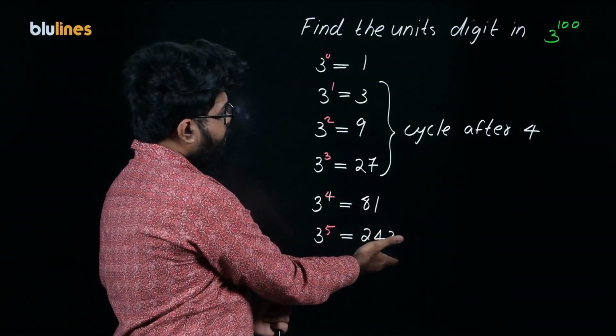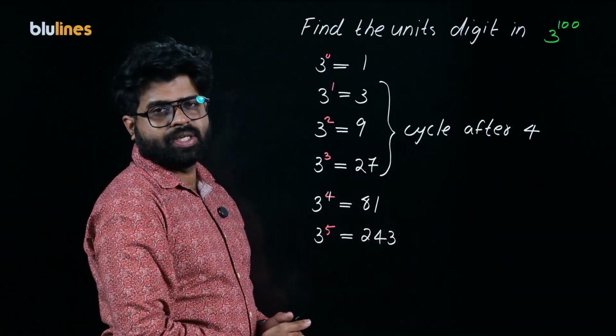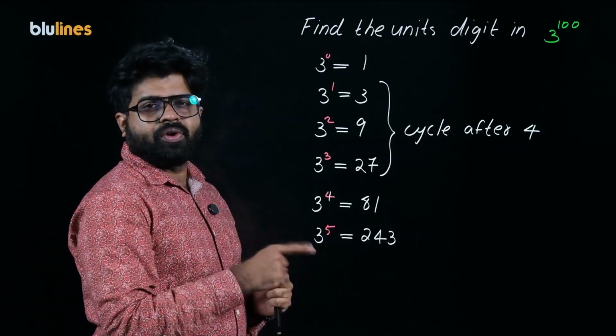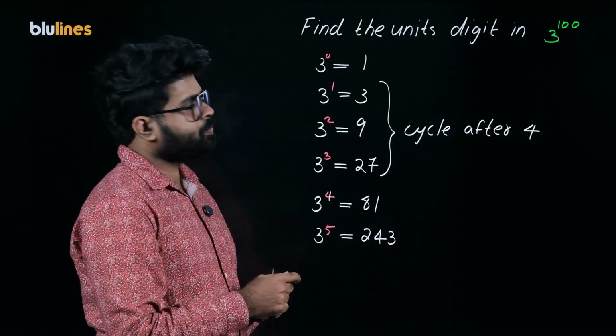So the next term will be equal to 9 and the next term will be equal to 7, and this is going on and on. So we know that after each 4 cycle the same thing will happen.